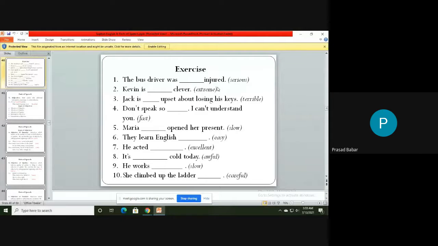So what will be the adverb which can be used here? Slowly. Yes, Maria slowly opened her present. We can add ly to slow, but we can't add the ly suffix to fast. So remember this hint. Maria slowly opened her present.